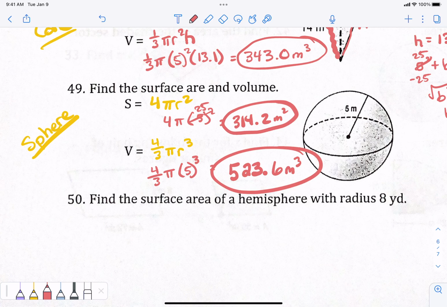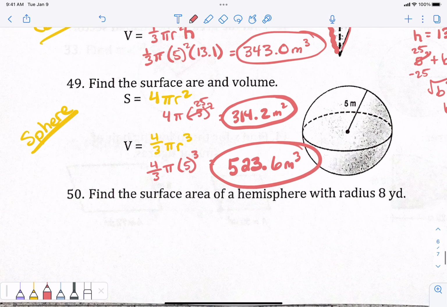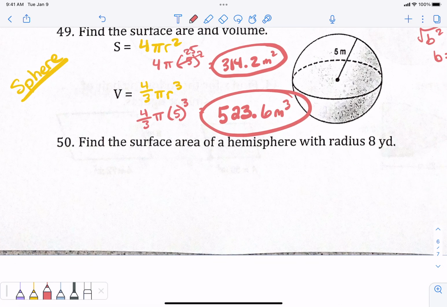Oh my goodness. All right, last one. Because this is a weird one. Surface area of a hemisphere. What's a hemisphere? Like half of a circle, like one of these, but three-dimensional, like the desert dome. And the radius is 8, so that's what we need, right?